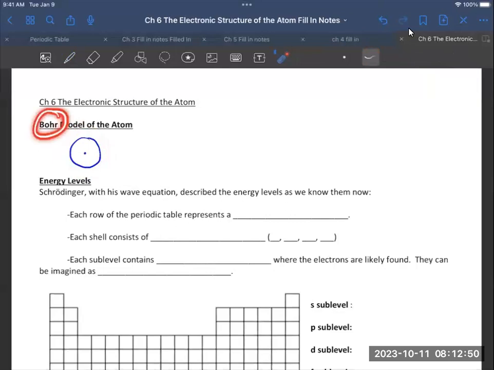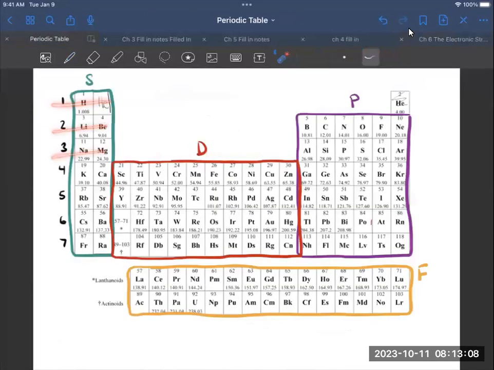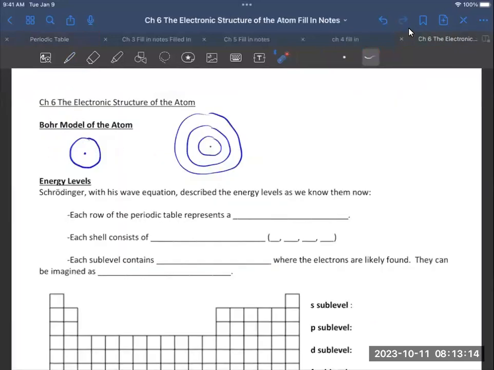Niels Bohr came up with a model of the atom that looks more like this. It's got the nucleus, and then it's got several levels of shells of electrons. If you remember our discussions, each one of these shells corresponds to a row on the periodic table. So this would be your first shell, second shell, third shell, and so on. So he was getting closer to the correct answer.